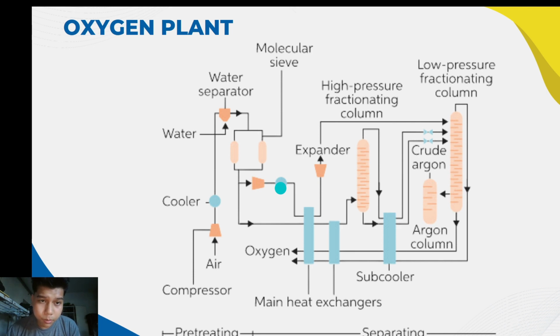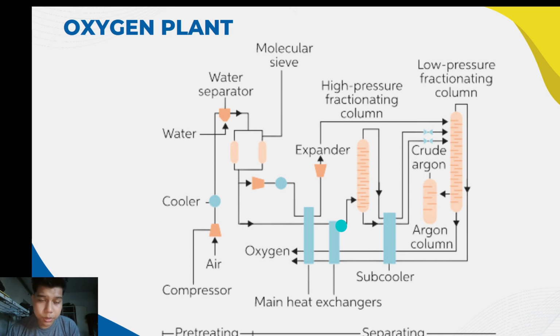The second is the main stream of air, which passes through one side of a pair of plate fin heat exchangers operating in series. So this is the main stream of air that will pass through the main heat exchangers. The incoming air is cooled while the oxygen and nitrogen are warmed. In some operations, the air may be cooled by passing it through an expansion valve instead of the second heat exchanger.